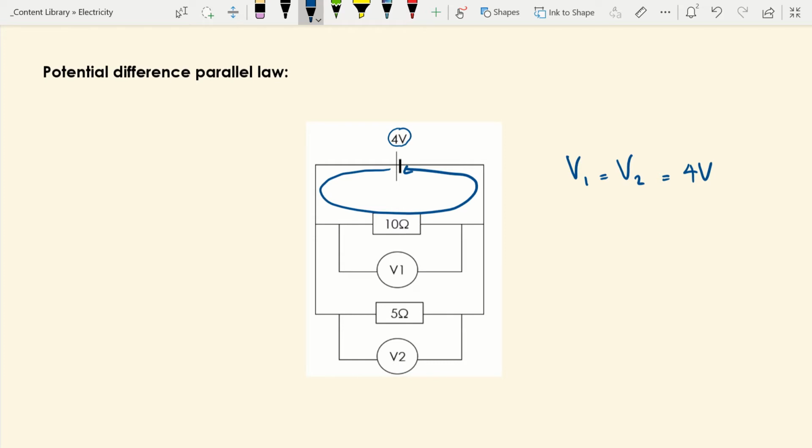We could equally draw a loop around our circuit that looks like this. And any loop we draw, the EMFs must be equal to the potential differences. So again, in this loop, the EMF is 4 volts. That's our only power supply. Therefore, V2 must be 4 volts as well. So essentially, any energy we're putting into a charge is also being taken away. Okay, so that's what we should find with this circuit.